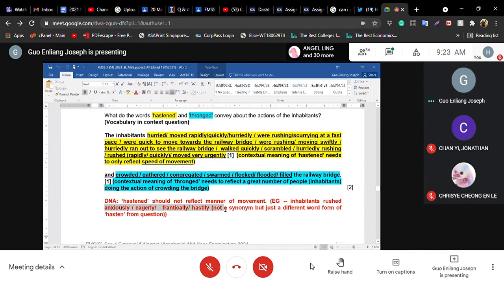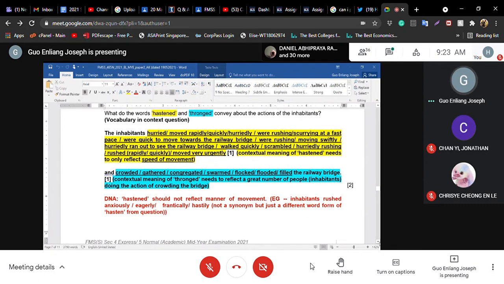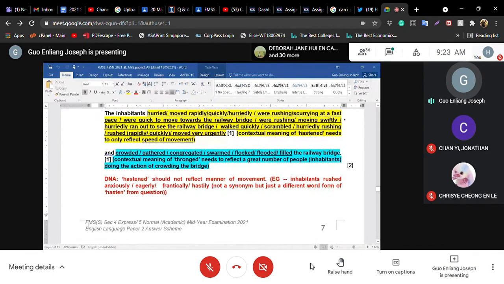So basically we are not looking at all this, and hastily is wrong because it is taken straight from the question's keywords, which is hasten. Hasten and hastily all came from the word hasty, so we cannot give them up. There are some more popular wrong answers on the next page. So I'll let you all copy first, then I will move on.